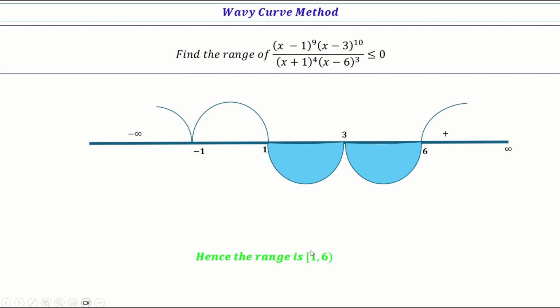Here 1 is inclusive. Actually both should be inclusive because it is less than or equal to, but 6 is where I get denominator 0. The denominator will become 0 at 6, so I will exclude 6. So anything between 1 to 6, inclusive of 1 basically, is my solution set. This is how you solve it.